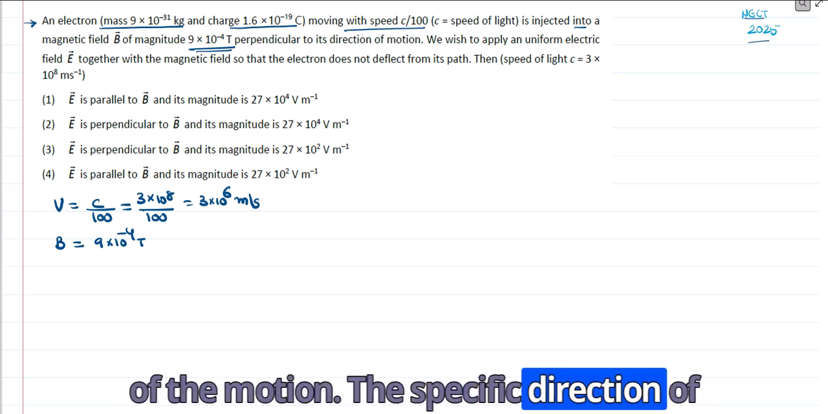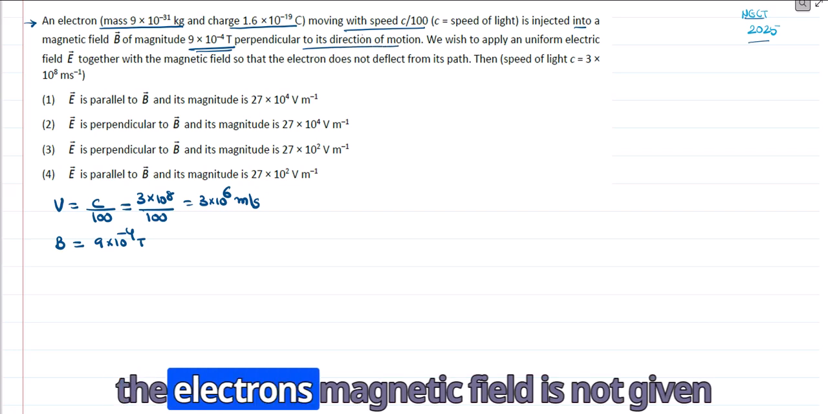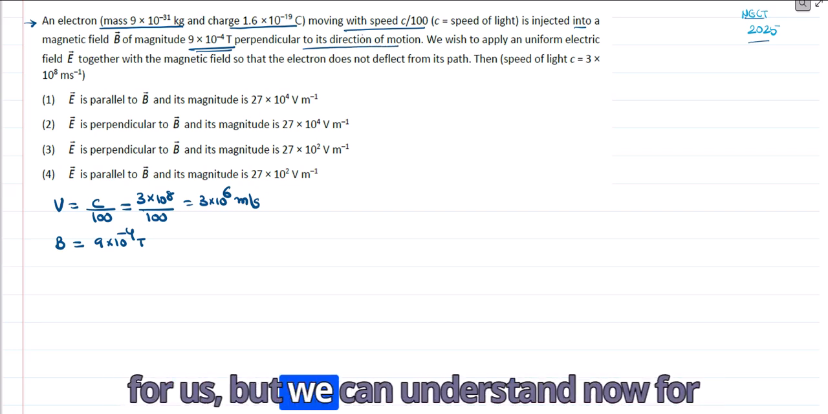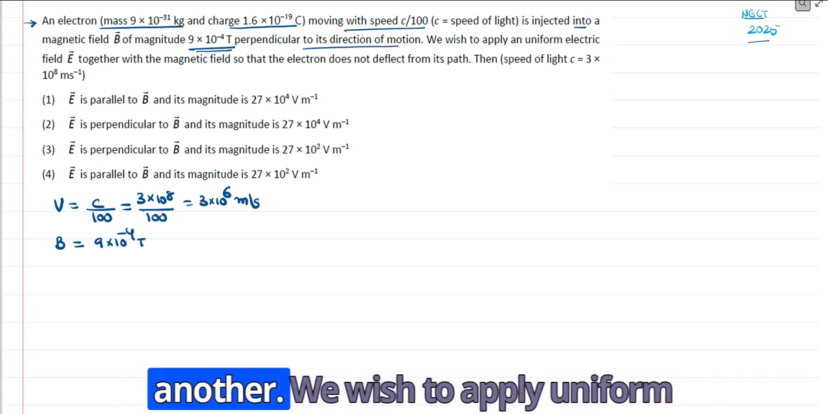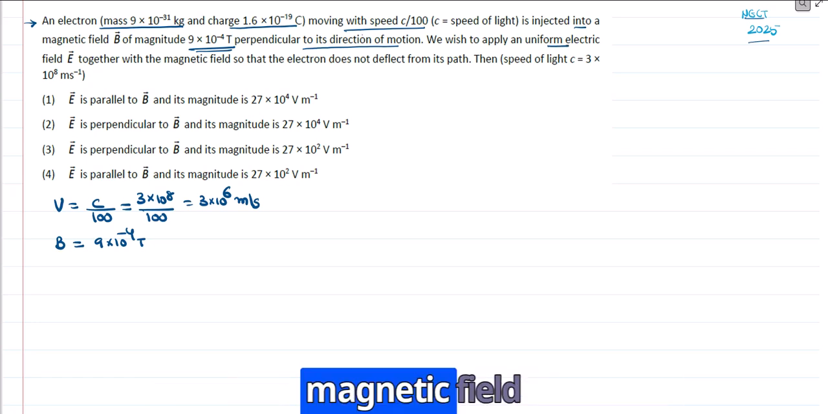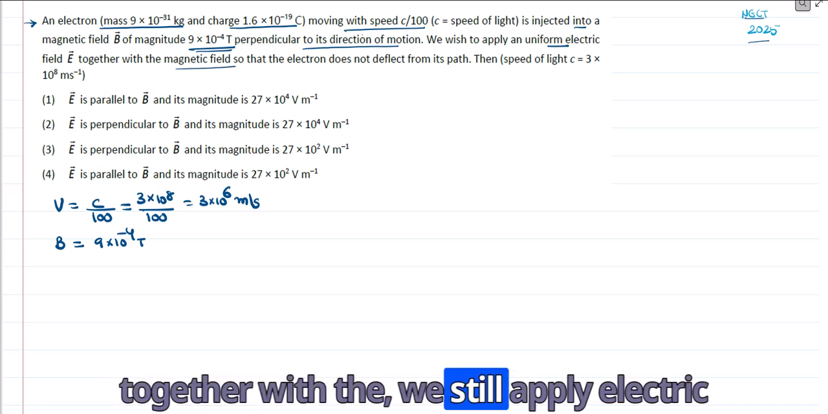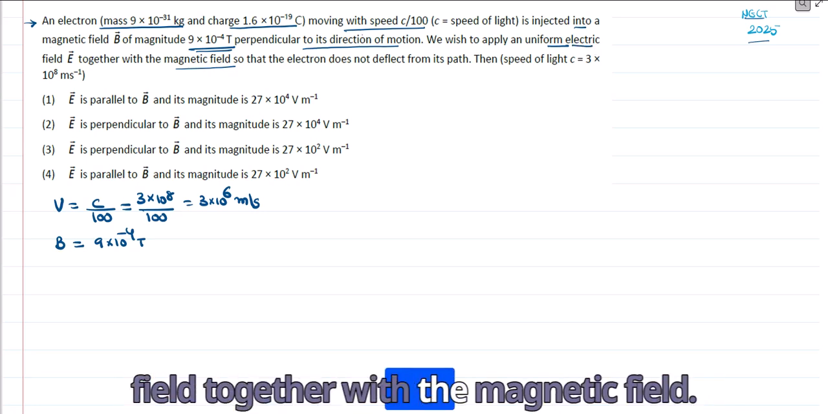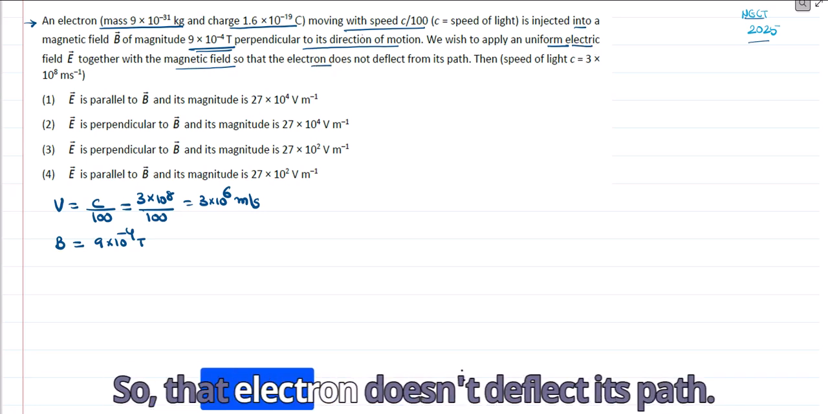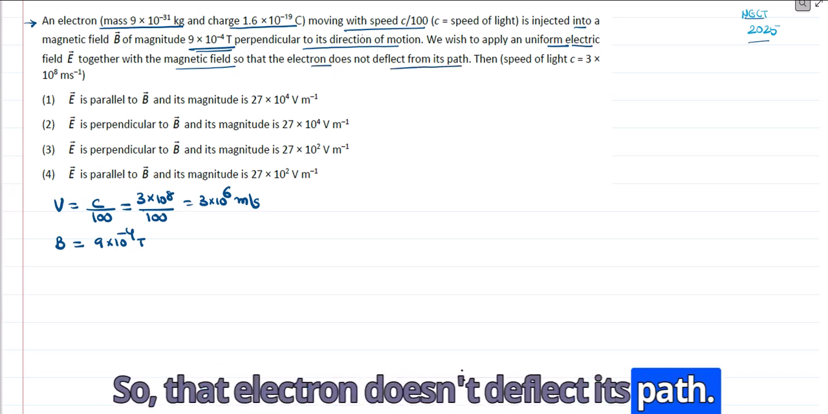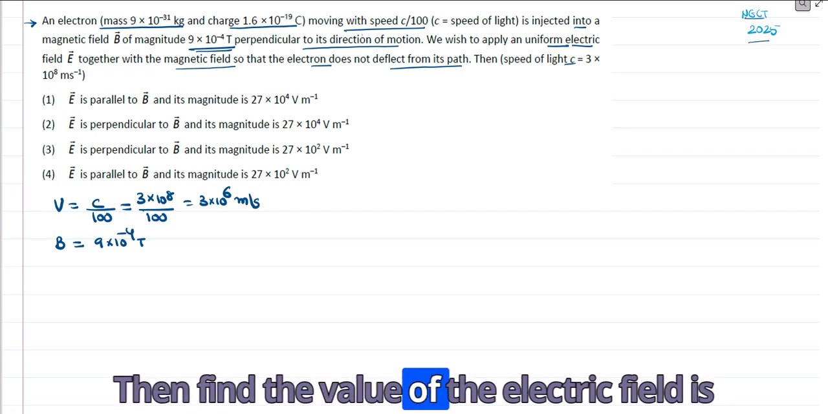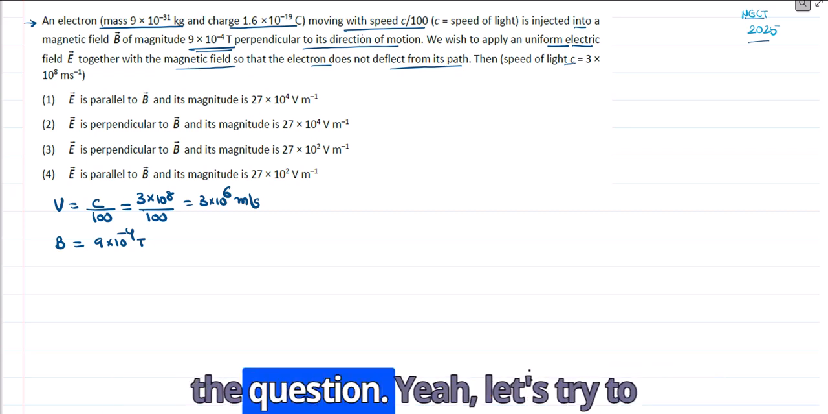The specific direction of the magnetic field is not given for us, but we can understand it further. We wish to apply a uniform electric field together with the magnetic field, so that the electron doesn't deflect from its path. Then find the value of that electric field, is the question.